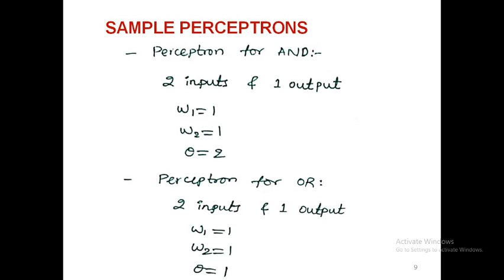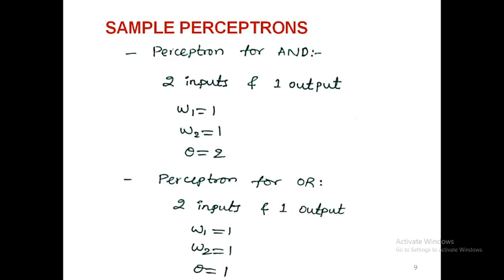For 1 0 inputs, 1 into W1 plus 0 into W2 becomes 1 into W1, which is again 1. 1 is less than 1.1, and 1.1 is the threshold value. So when you take both inputs 1 and 1, 1 into W1 plus 1 into W2 becomes 2. 2 is greater than 1.1, so in that case it will fire. So that's the perceptron for the AND gate.